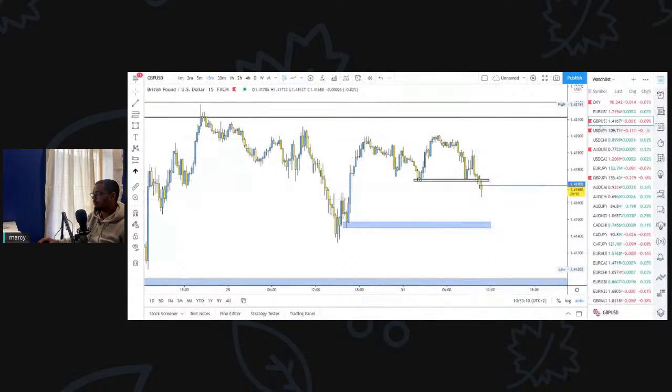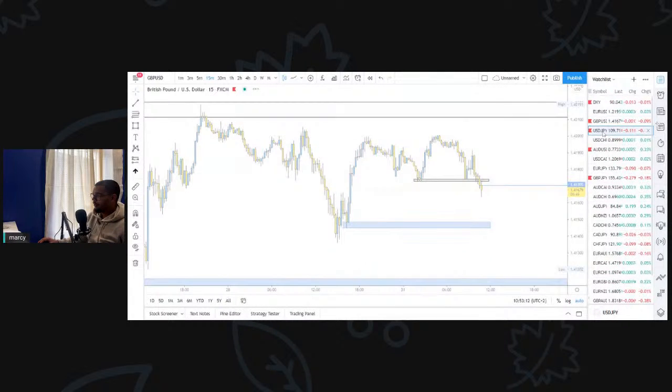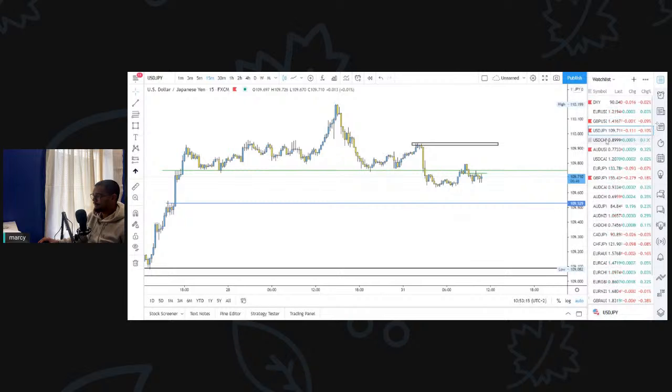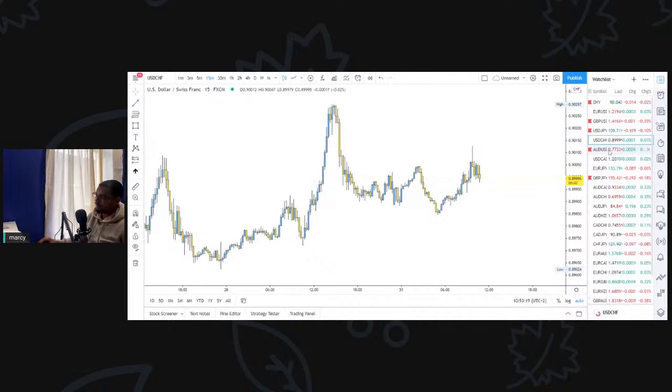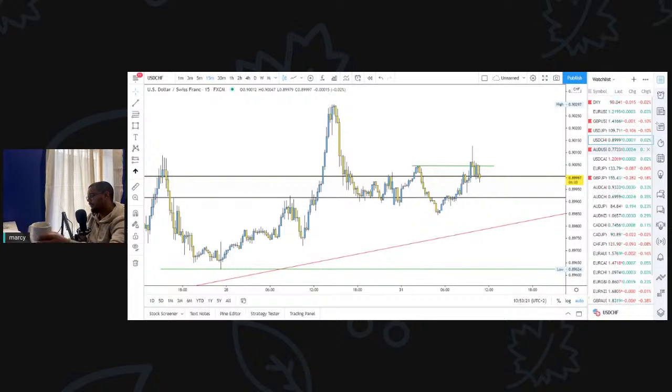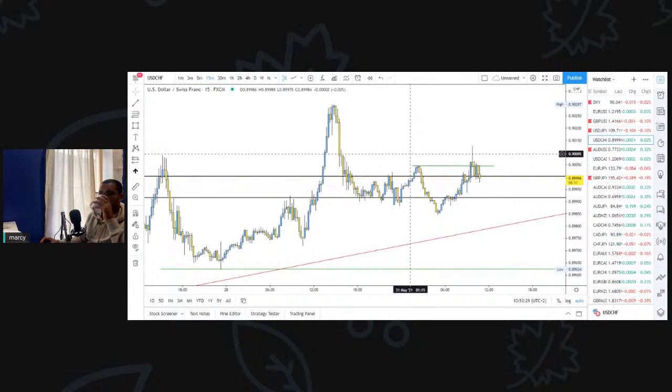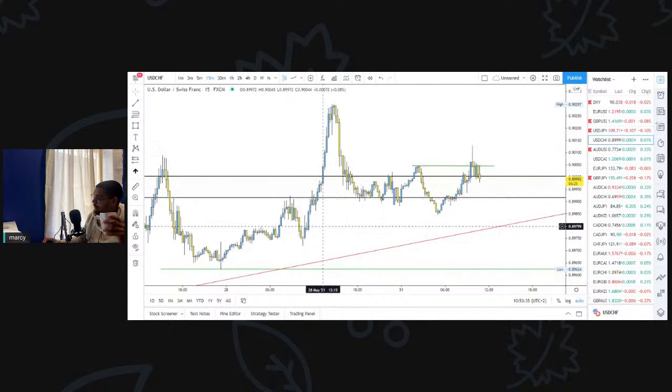Push. Okay. Righto. USD CHF. Possibility of going down. Double top in downtrend. Is it really a downtrend though? I don't think it's a downtrend.